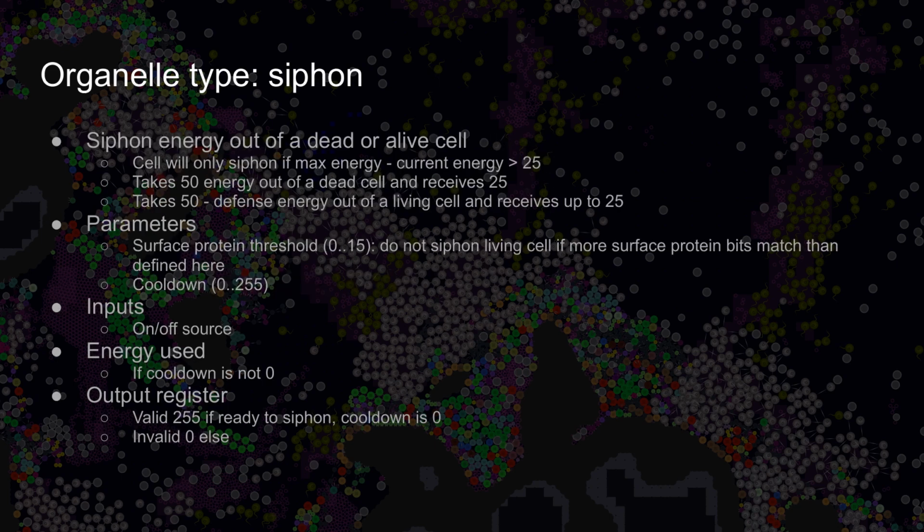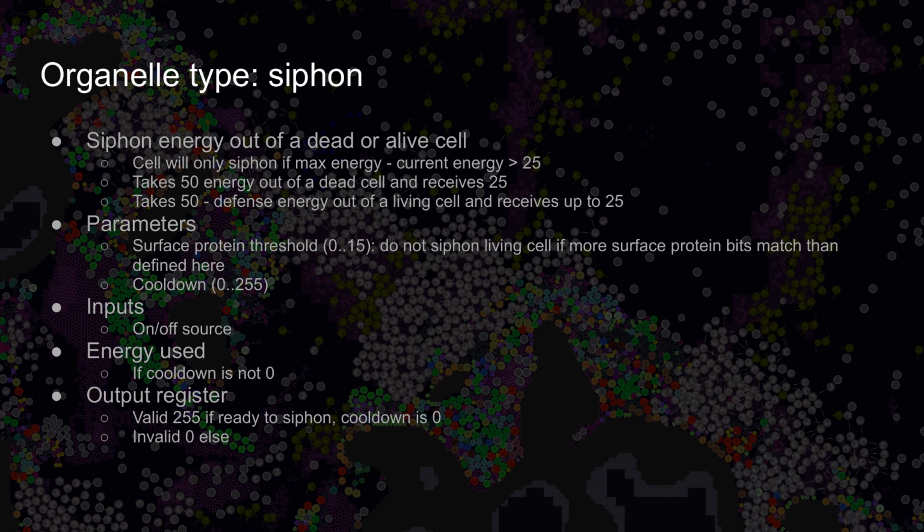The next type of organelle is siphon. It siphons up to 50 energy out of a dead or alive cell when colliding and receives up to 25 of it if the cell can store additional 25 energy. The defense level, modified by the cell wall organelle, reduces the amount of energy siphoned.